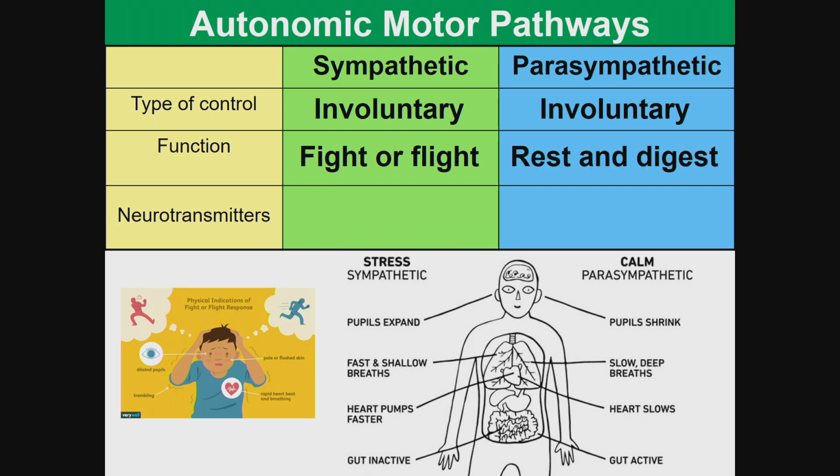Parasympathetic is rest and digest. So while you are resting, there's more blood sent to your digestive organs so that you can digest your food. Finally, the sympathetic nervous system uses norepinephrine as its neurotransmitter, and the parasympathetic nervous system uses acetylcholine.